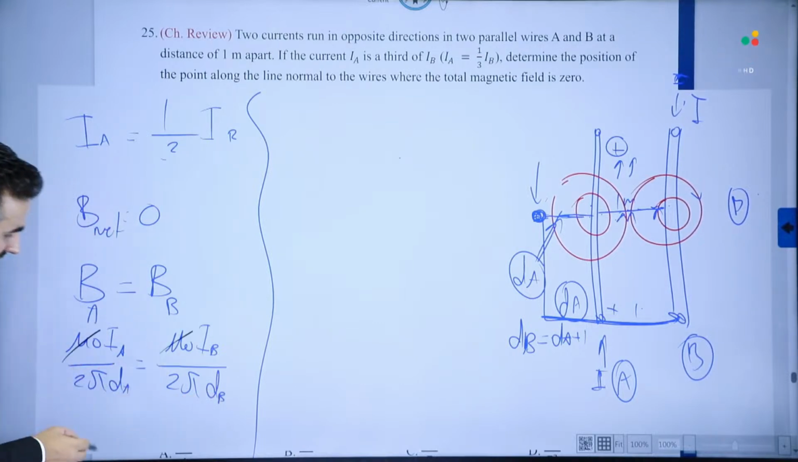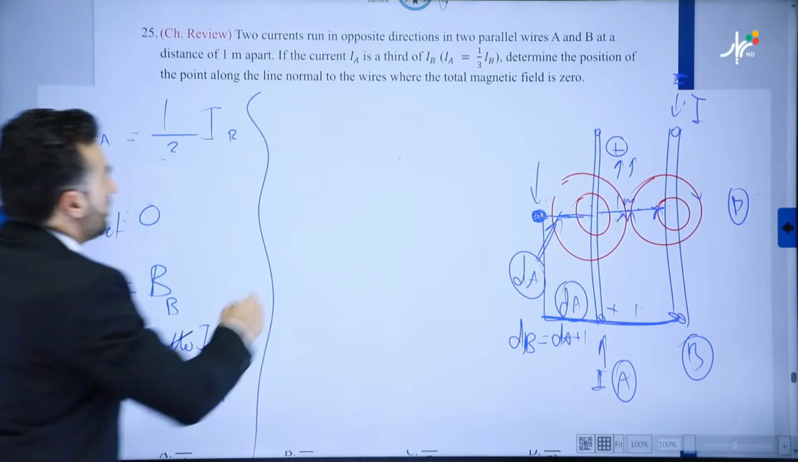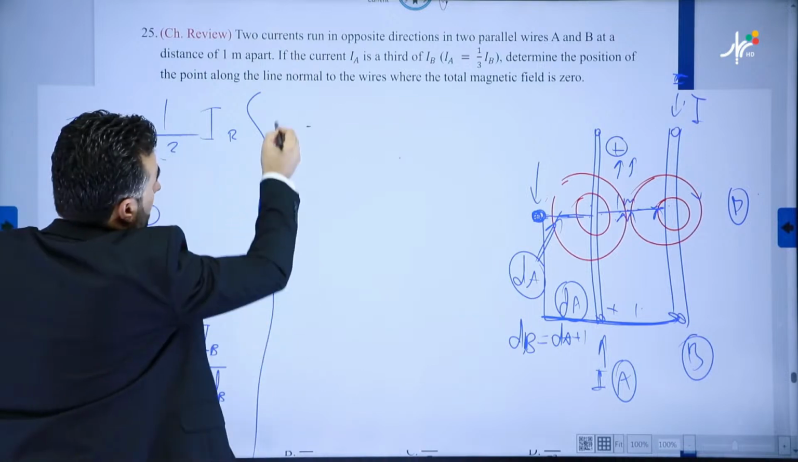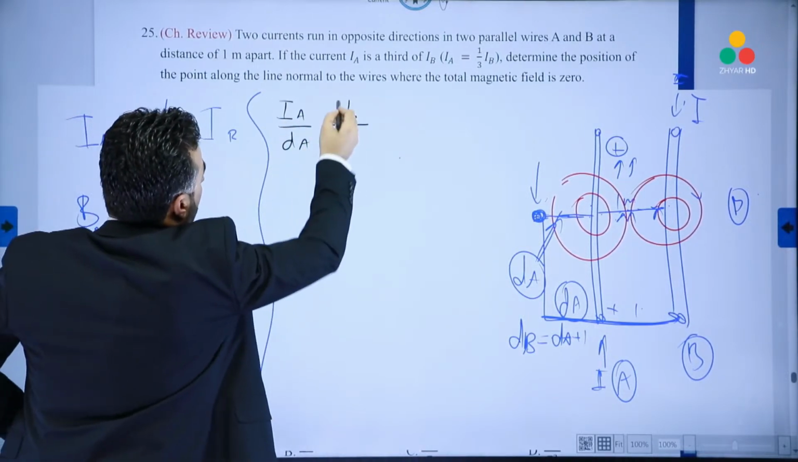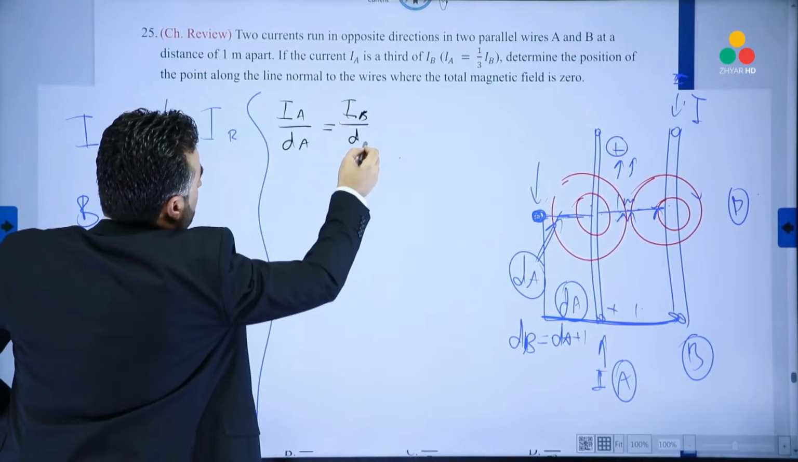Now take a look here because we have some common factors. Mu naught and mu naught are the same, and 2 pi and 2 pi are the same, so these will cancel out. So what is left here? We can say IA over dA equals IB over dB here.